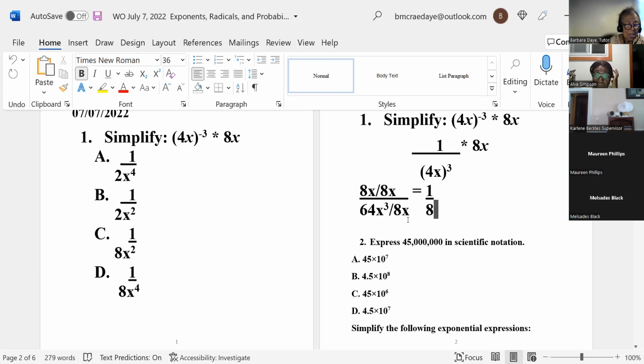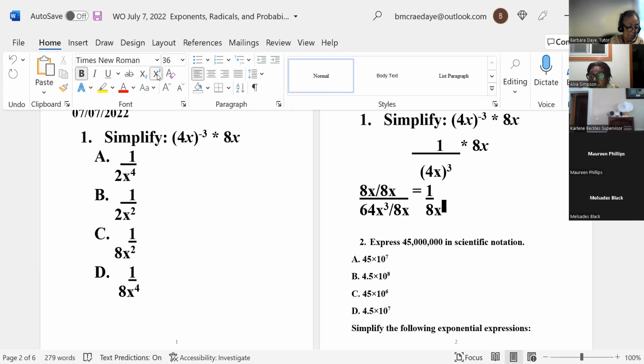No, the third. This is a division. Alva, what do you do when you're dividing exponents? What's the rule when you're dividing? You subtract the exponents. So from the 3, minus 1, Alva, is what? 2. So this will be x to the second.